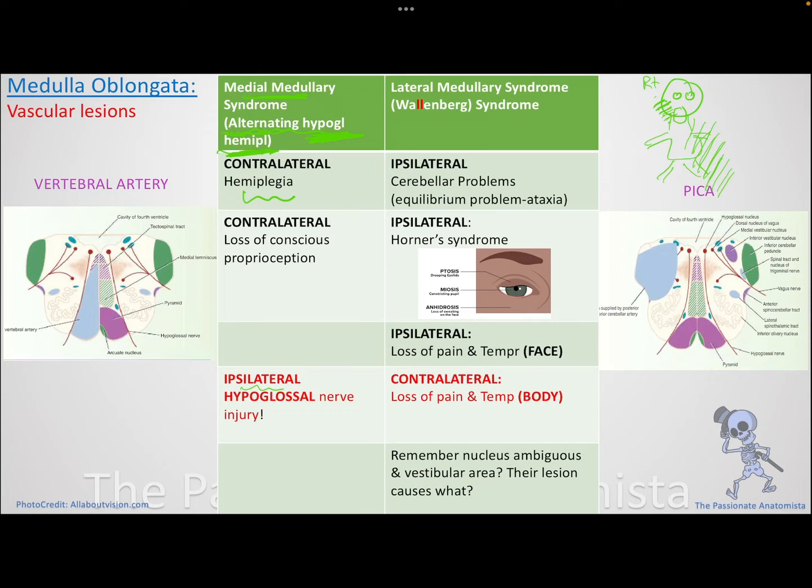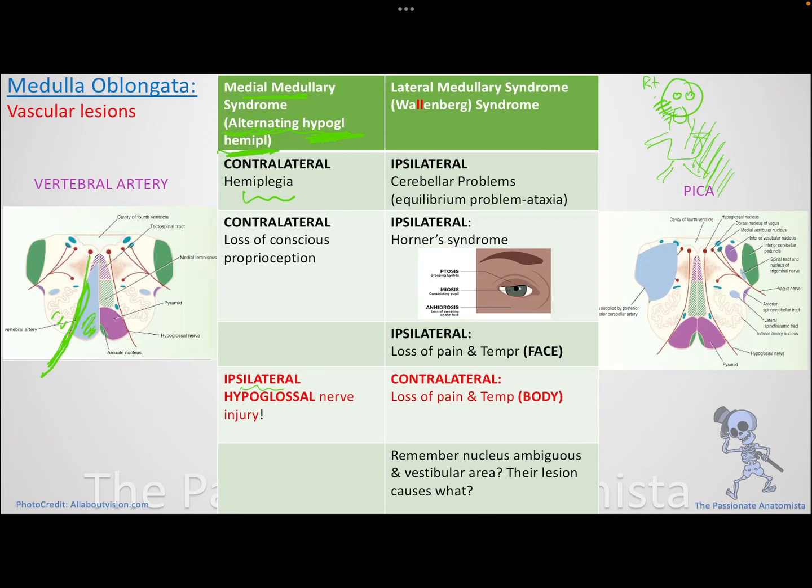So I will have right hypoglossal injury. I will have deviation to the right side. Okay? Because this is a lower motor neuron lesion. It's a problem in the hypoglossal nerve itself. Can you guys see the hypoglossal nerve as it exits between the pyramid and the olive? Remember, this is the hypoglossal nerve, and this is the pyramid. The pyramid has not decussated yet. It's still descending.